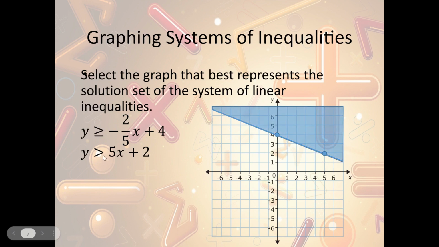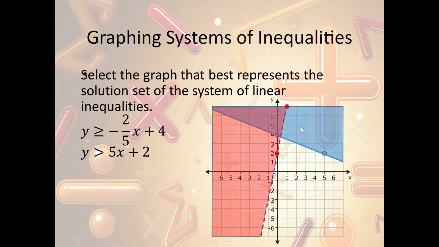Then we'll do our second one. Our second one says y is greater than 5x plus 2. So our y-intercept is 2, so we're going to go ahead and plot that point at 2. And our slope is 5, so we're going to go up 5 to the right 1, right there. They did not add anything extra, so we won't either, so it'll be an open line. And it's greater than, so we'll shade above the line, so we'll shade just like this.